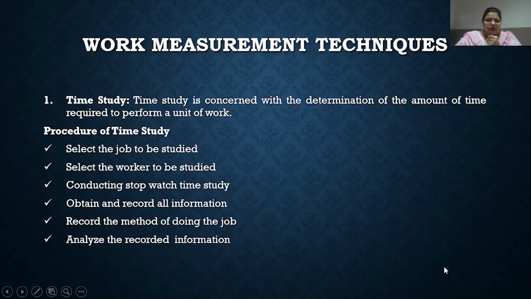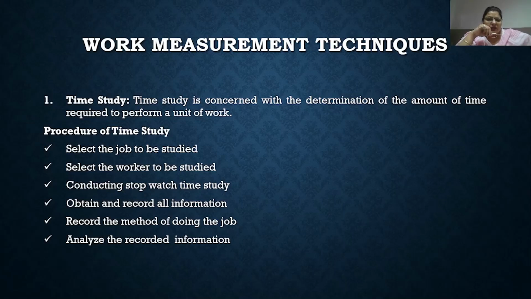Next, what are the techniques of work measurement? Number one is time study. Time study is concerned with the determination of the amount of time required to perform a unit of work. Time study tells us how much time is actually required to do a particular job, and how much time the workers actually take for the completion of every task. These are the procedures of time study.